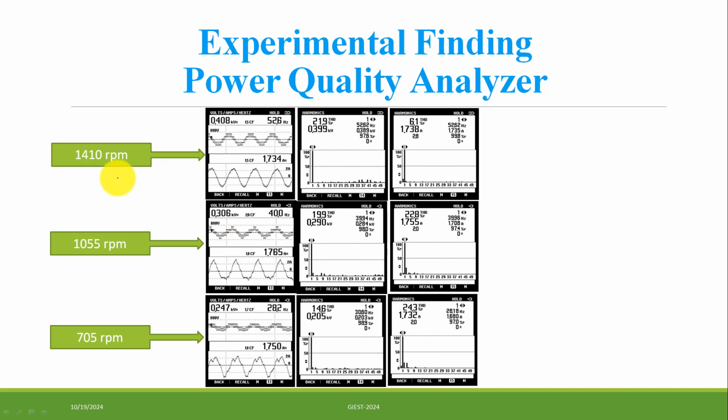From 1410 rpm to 705 rpm, as speed decreases, line voltage changes from 5 level to 3 level. And here we can observe that the THD of voltage also decreases. During the whole transient state, we maintain the load current almost constant.